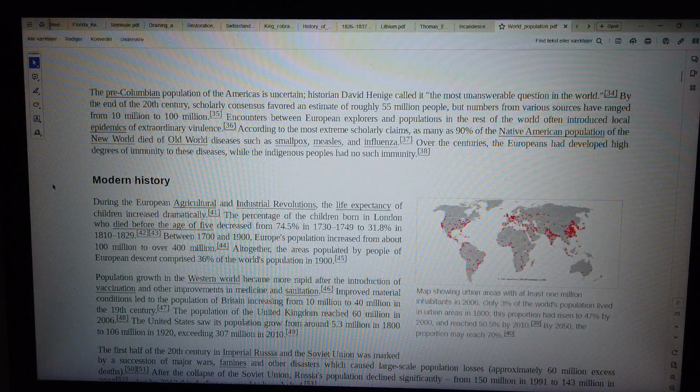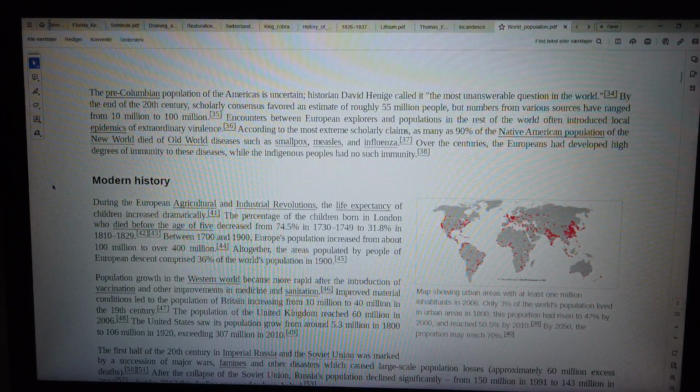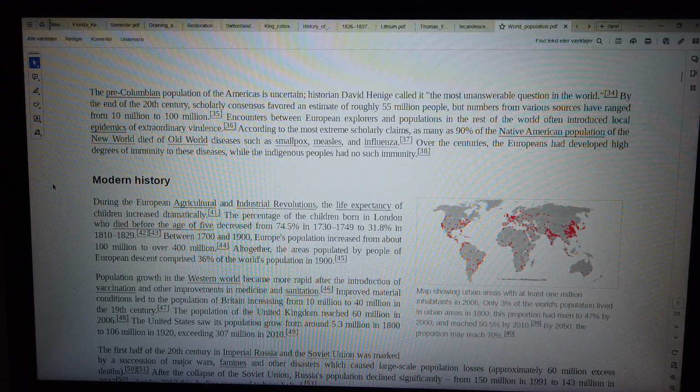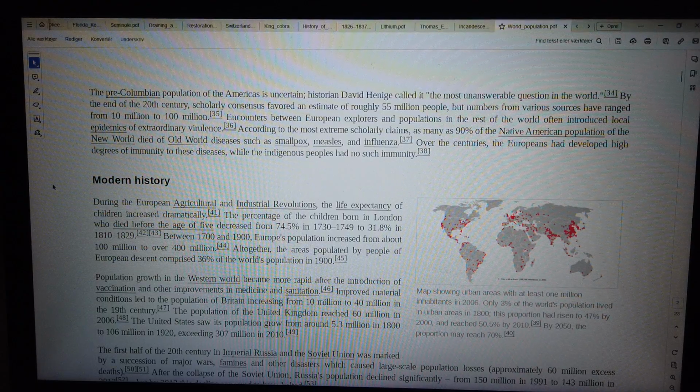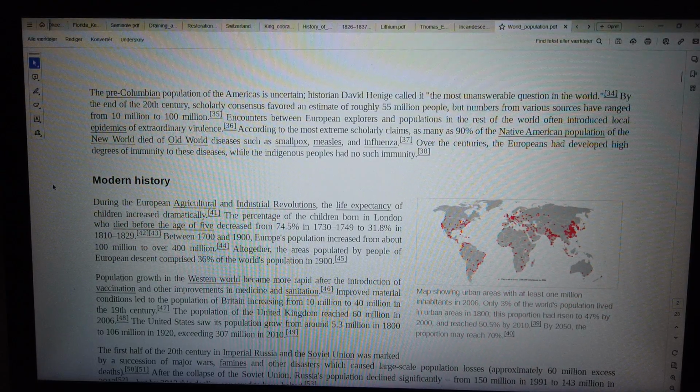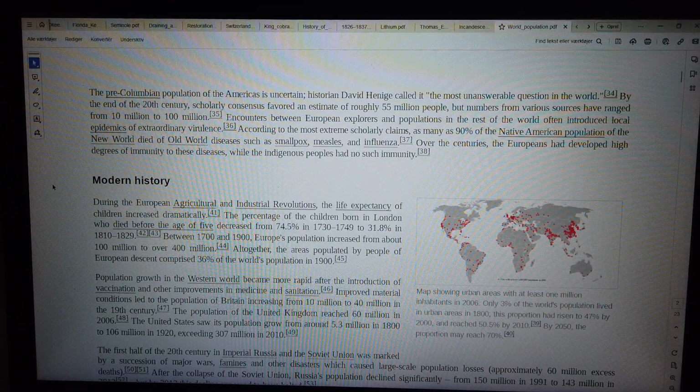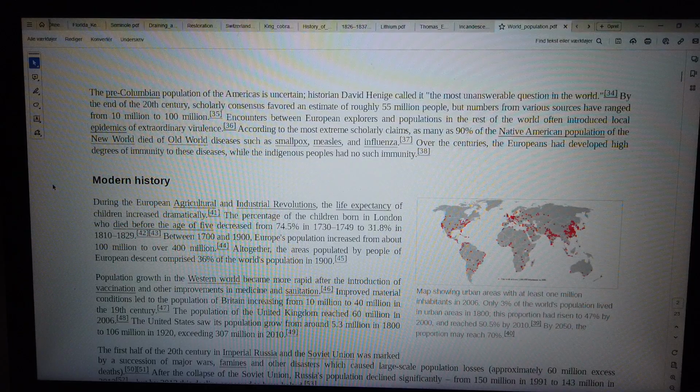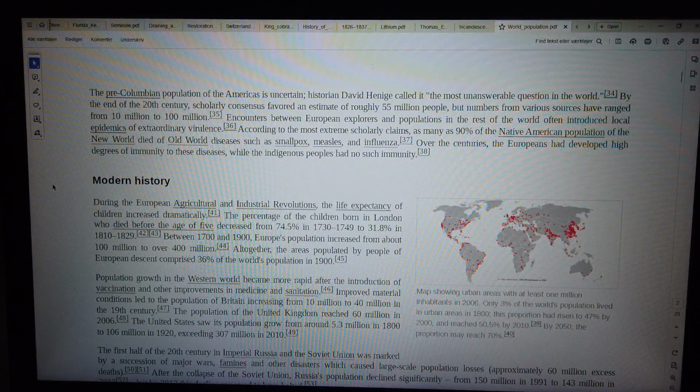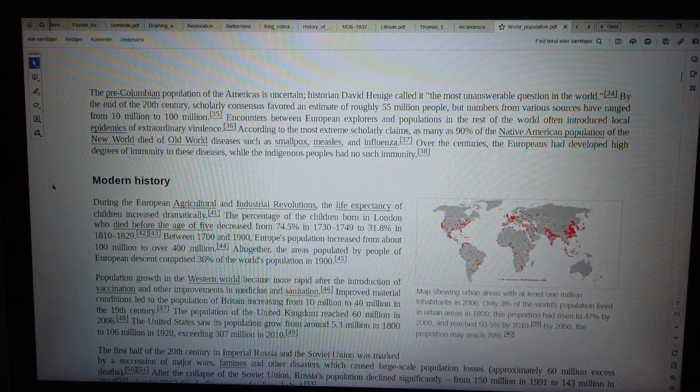Scholarly consensus favored an estimate of roughly 55 million people, but numbers from various sources have ranged from 10 million to 100 million. Encounters between European explorers and populations in the rest of the world often introduced local epidemics of extraordinary virulence. According to the most extreme scholarly claims, as many as 90% of the Native American population of the New World died of Old World diseases such as smallpox, measles, and influenza.